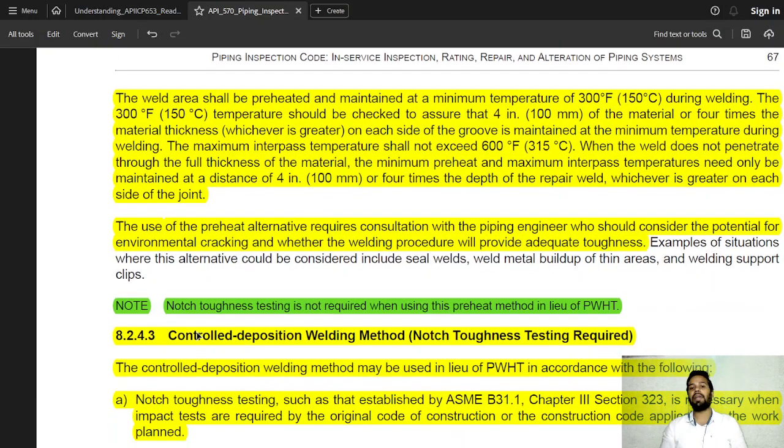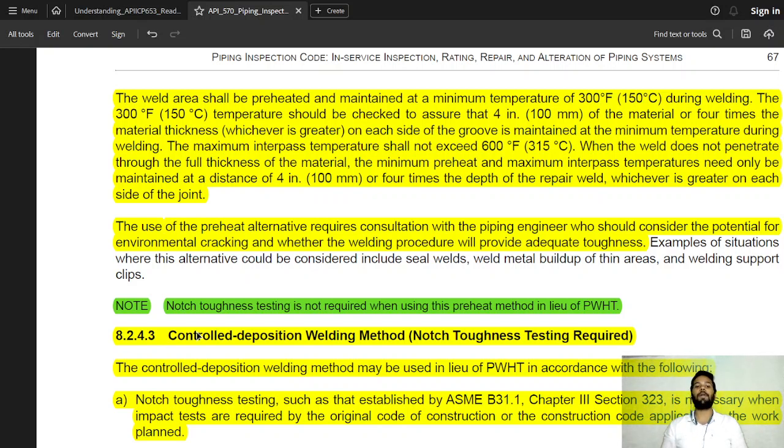The weld area shall be preheated and maintained at a minimum of 150 degrees Celsius during welding. The 150 degrees Celsius temperature should be checked to assure that 4 inches of the material or 4 times the material thickness, whichever is greater, on each side of the groove is maintained at minimum temperature during the welding. The maximum interpass temperature shall not exceed 315 degrees Celsius.